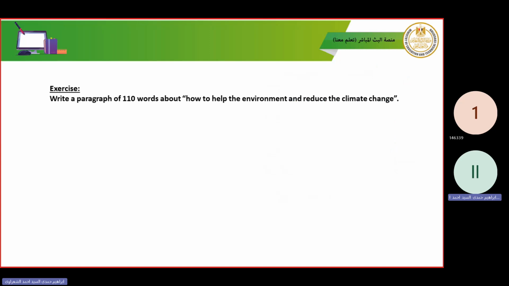Now we end up with a writing exercise. I think now we have a clear idea about the climate change that is occurring to our planet. And we also have a clear idea about how to think of solutions to this problem, how to at least slow down the climate change that is happening. Write a paragraph about how to help the environment and reduce climate change. I give you your time to think of ideas and write down the paragraph.